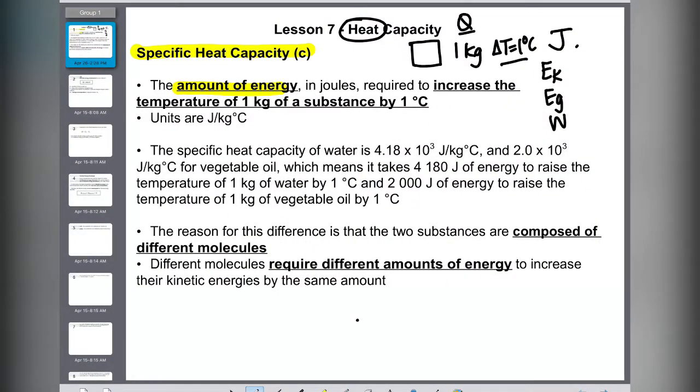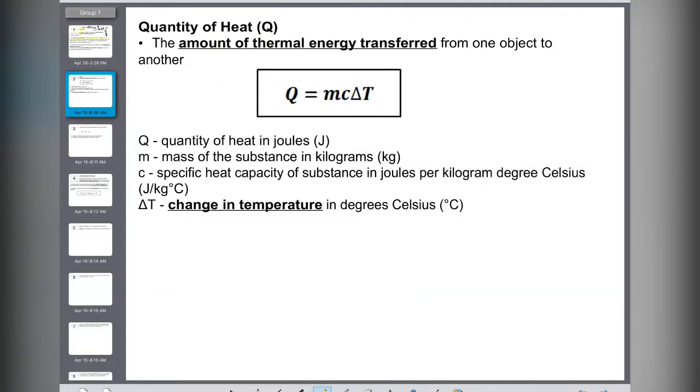So a commonly used number is water, but you can always just look it up from the chart. If I say water, it is 4,180 joules per kilogram degree Celsius. Does the unit make sense to you? It is the heat it takes for 1 kilogram of mass to change by 1 degree Celsius. And then they tell you it's about 2,000 for vegetable oil, and that's what it means. And then the equation is Q equals mc delta T.